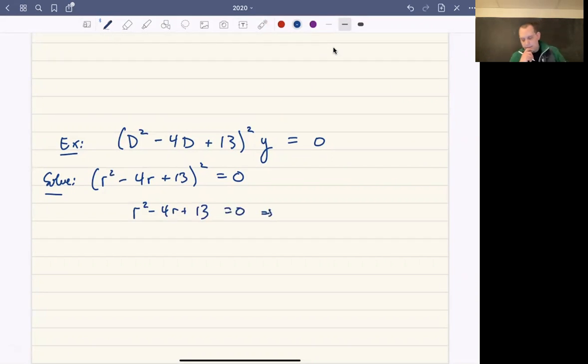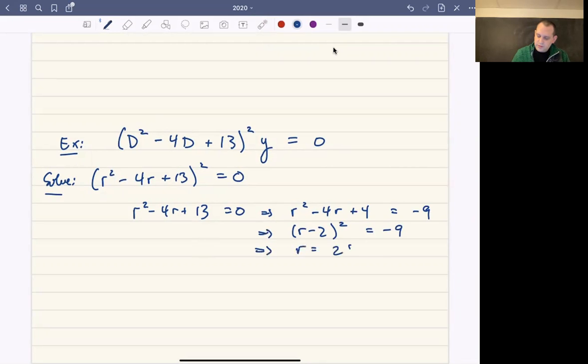Let's see. This is r squared minus 4r plus 13. If the left side was r squared minus 4r plus 4, it would be a square. So if I want to leave 4 here, I need to subtract 9 from both sides. And therefore, this is going to be (r minus 2) squared equals negative 9. And then when we take a square root, we're going to get r equals 2 plus or minus 3i. Now, this is a pair of complex solutions. Each of the numbers in this pair, I should say, has multiplicity 2.